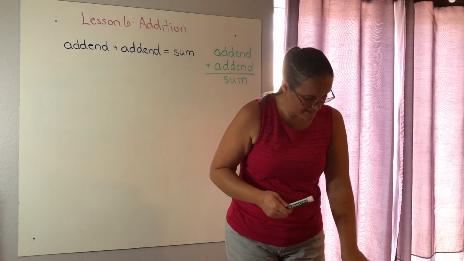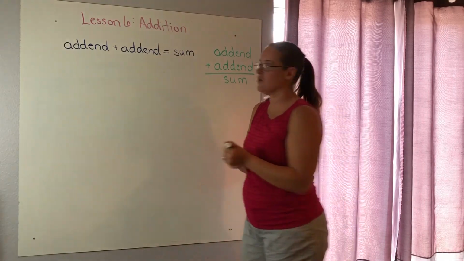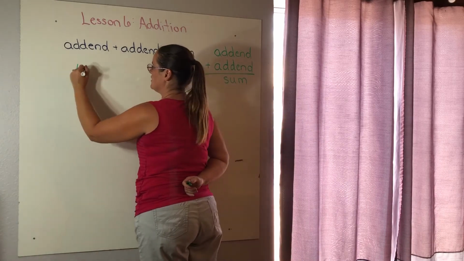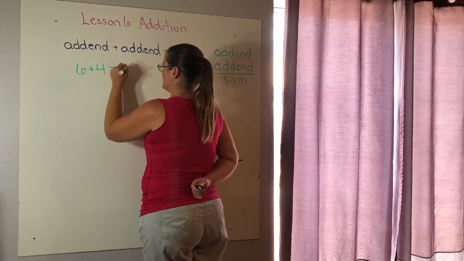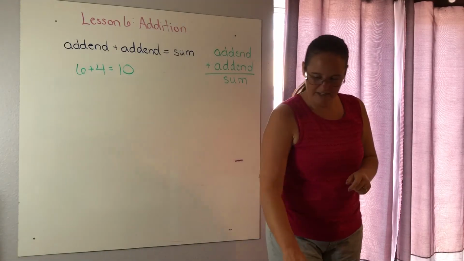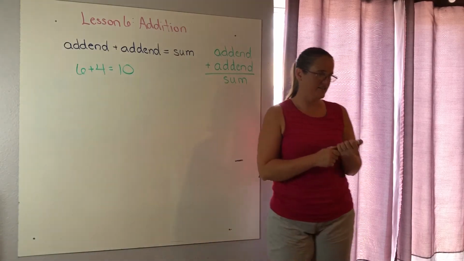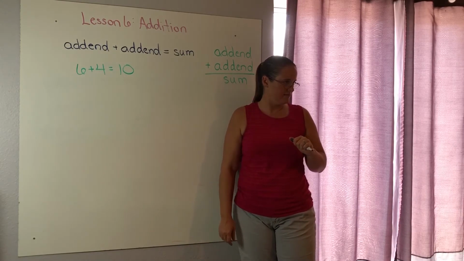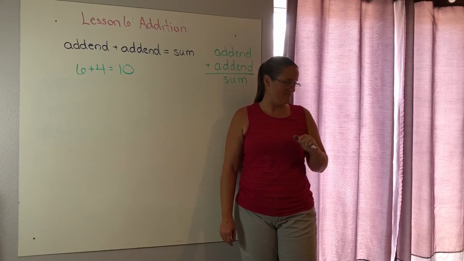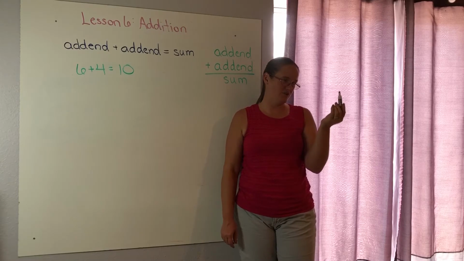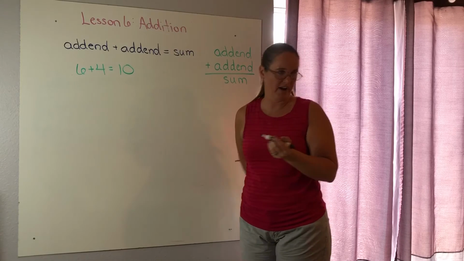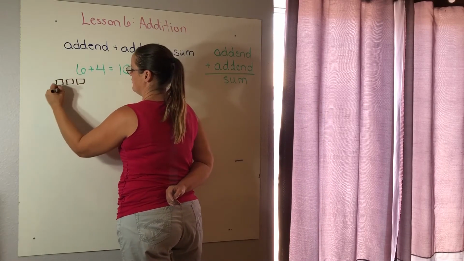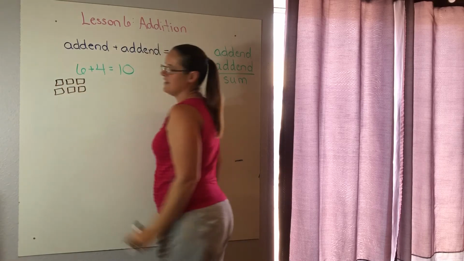All right, B says use color tiles to show this addition. So the problem is 6 plus 4 equals 10. So what am I going to do if I'm using color tiles to show this problem? 6 what? 6 colors? 6 different colors? I'm just going to use 6 tiles. I have to draw them, right? Yeah. So 6. 1, 2, 3, 4, 5, 6. There we go, I'm done.